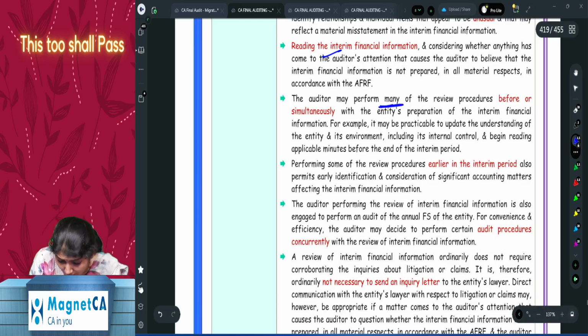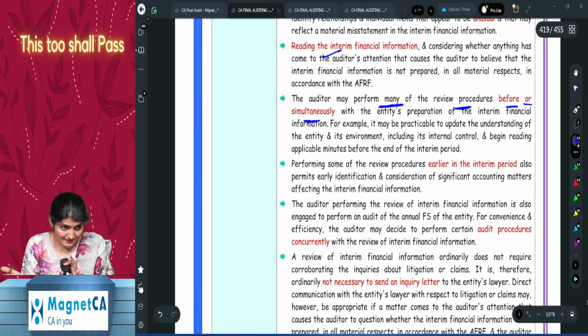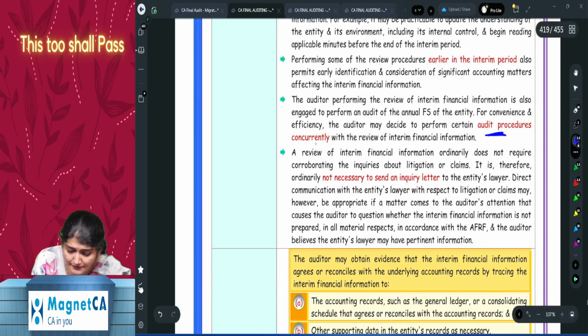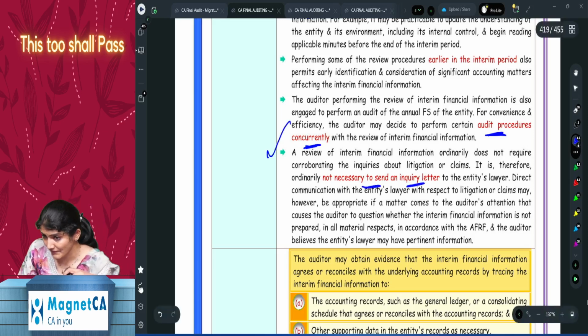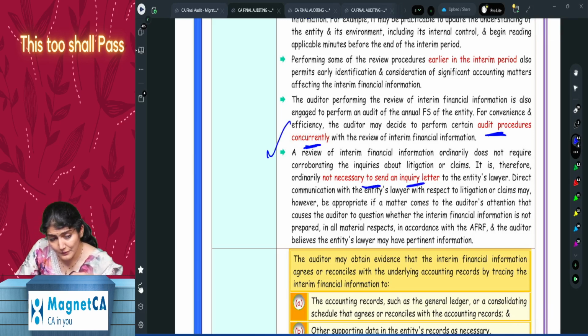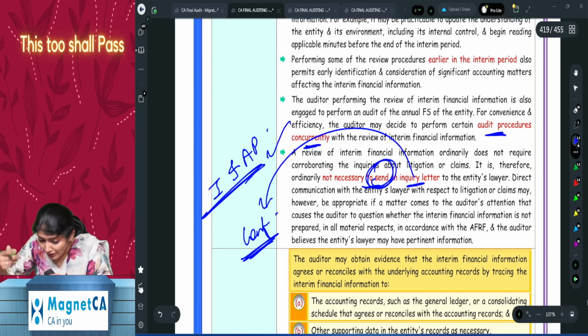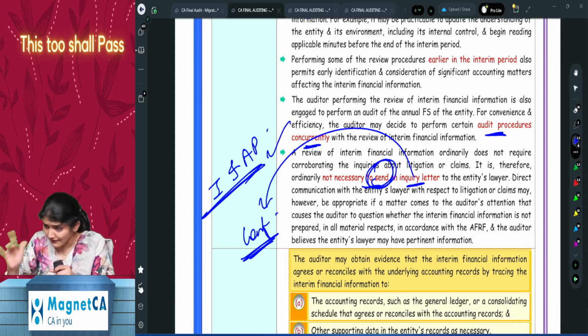So what does it say? The reviewer auditor may perform many of the review procedures before or simultaneously. Right? So audit and review procedures, it says you can perform them concurrently, simultaneously. Now generally in a review, do you send an inquiry letter? No. Review is generally only inquiry and analytical procedures. If I send an inquiry letter, then that is a confirmation. So normally should I send an inquiry letter? No. What does it say?